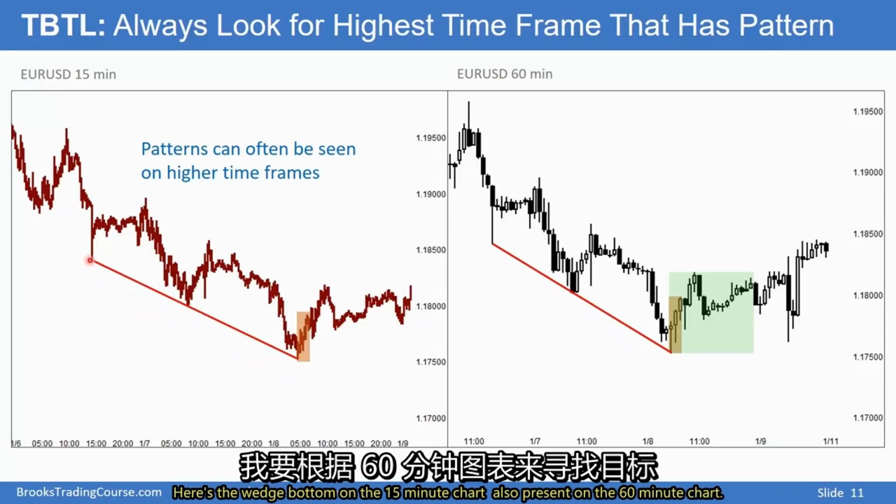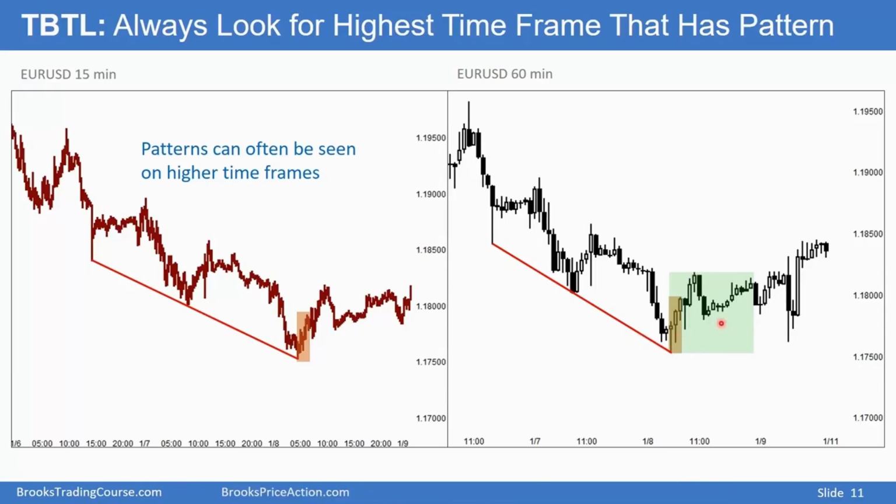Here's the wedge bottom on the 15-minute chart, also present on the 60-minute chart. I'm going to look for the target based upon the 60-minute chart.